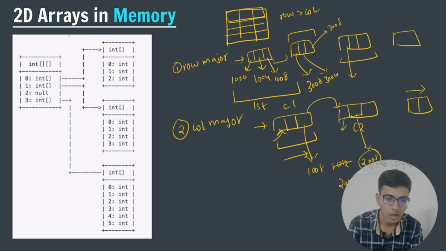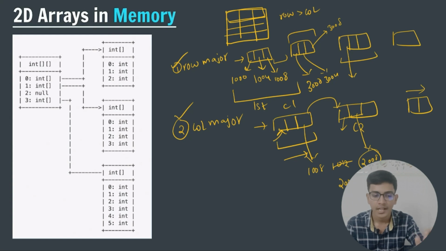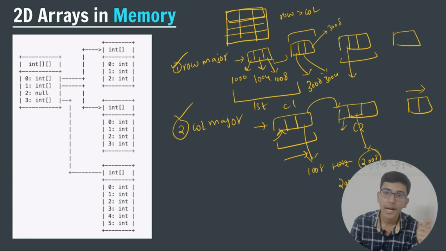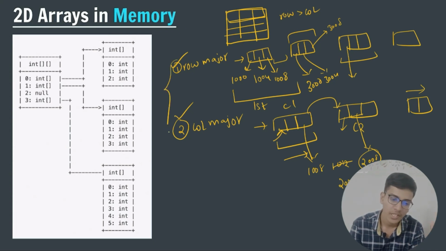So this is known as row major and column major. This is the concept of row major and column major. And the majority of languages like C, Python, C++, all these languages follow the row major and column major scenario for two-dimensional array memory allocation. But when it comes to Java, row major and column major doesn't take place. So Java doesn't follow row major and column major.